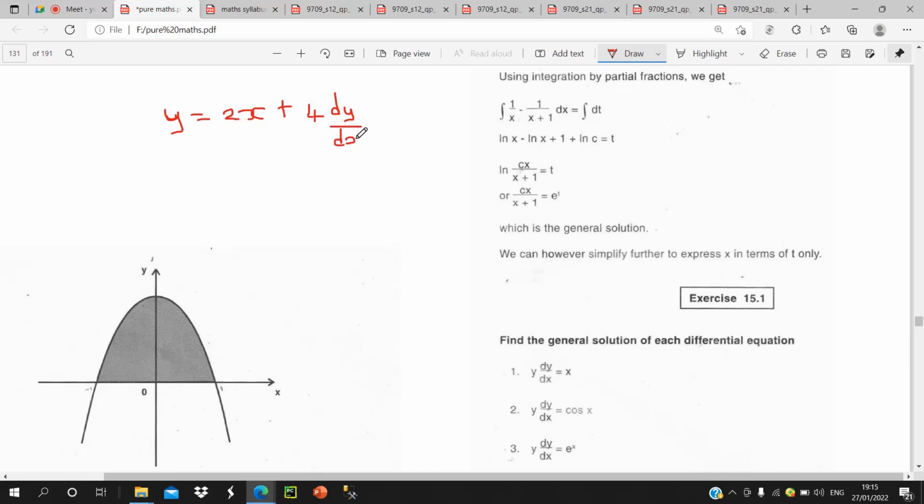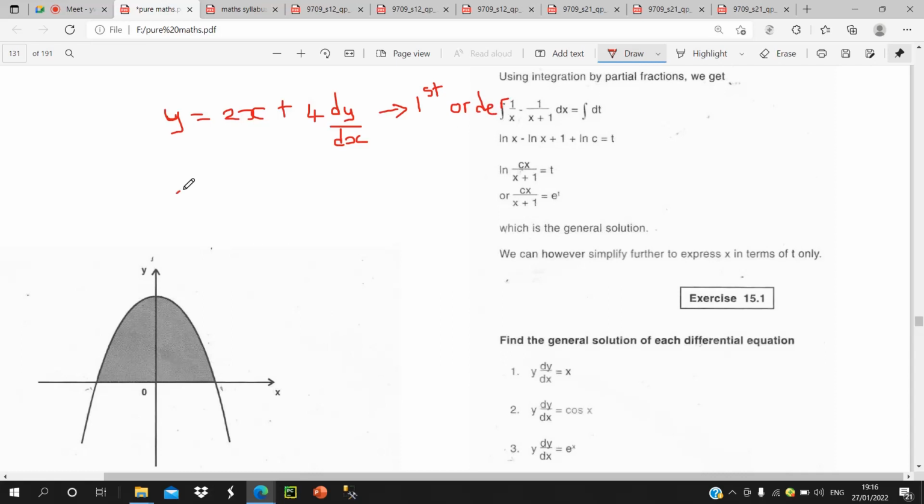Why? Because we've got variables. Which are the variables? x and y, right? And its derivative. So this is a differential equation, and the derivative is only the first derivative. So we refer to this differential equation as first order. It's of the first order because we have got the first derivative.